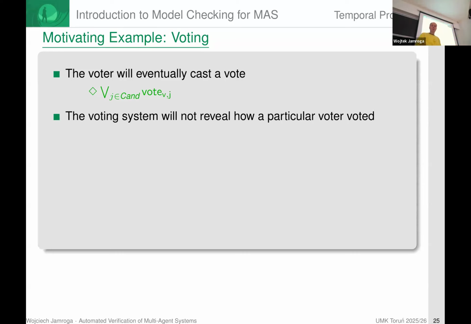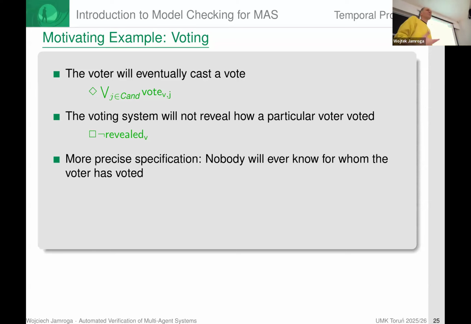The voting system will not reveal how a particular voter has voted. An easy way to specify that is with the bare safety requirement template: always not revealed I. But it's not very satisfactory. If we want to expose the logical structure of the requirement, we should refer to the knowledge of the other participants, so that no third party will ever know how I voted.